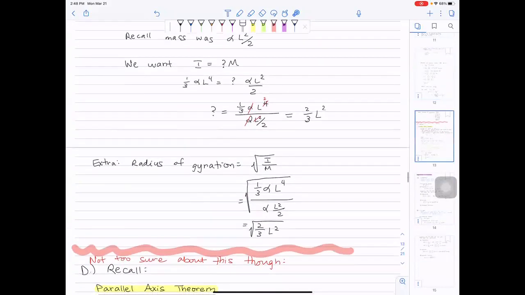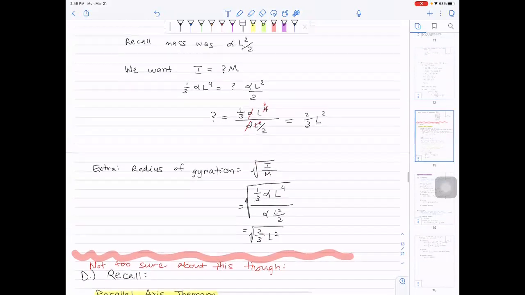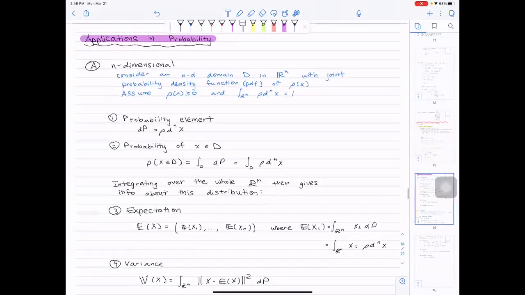Okay, and then radius of gyration is the same. You just follow the formula, plug in what we found for I and m, and simplify. Okay, let's move on to probability.